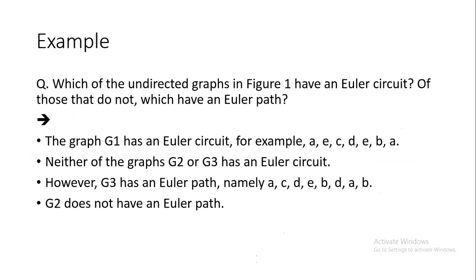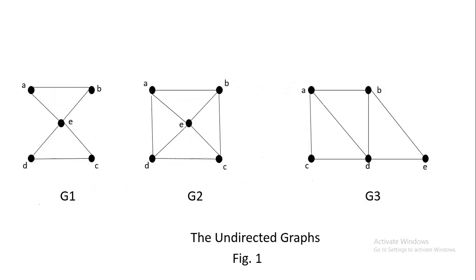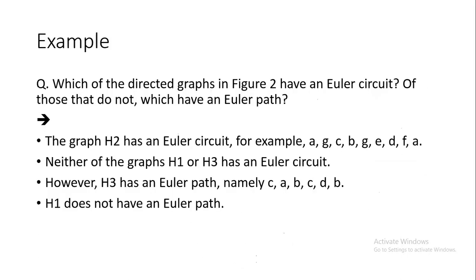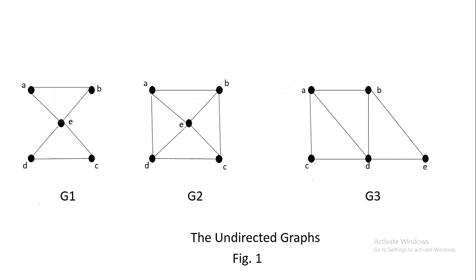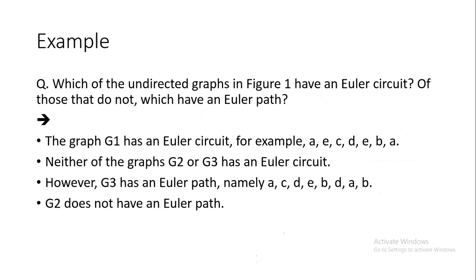AB, AECD, then DE, then EB, and then A. So the graph G1 has the Euler circuit because every edge is visited, and the starting and end point is the same, that is A. That's why the graph G1 has the Euler circuit.